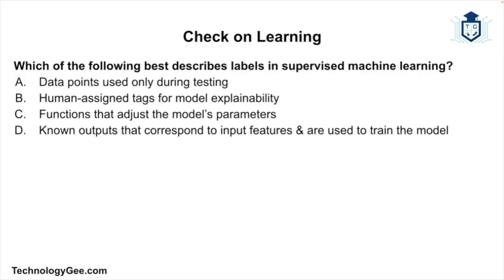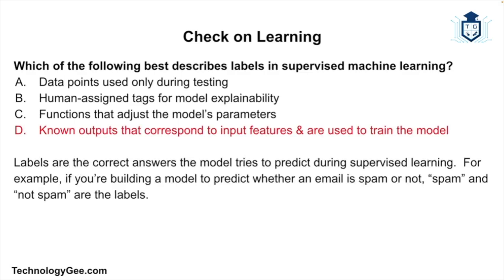Is it data points that are used only during testing? Is it human assigned tags for model explainability? Is it functions that adjust the model's parameters? Or is it known outputs that correspond to input features and are used to train the model? And the correct answer is it is known outputs that correspond to input features and are used to train the model. So labels are the correct answers the model tries to predict during supervised learning.